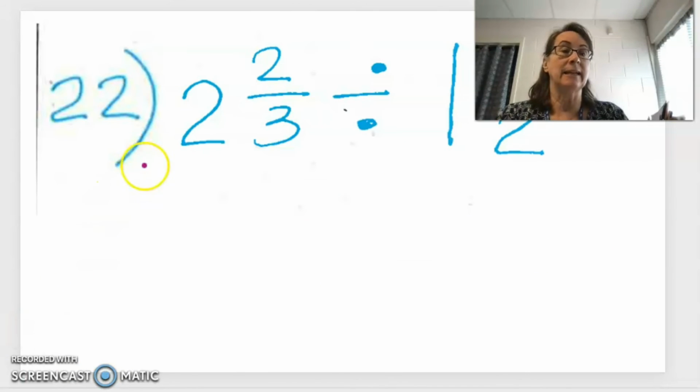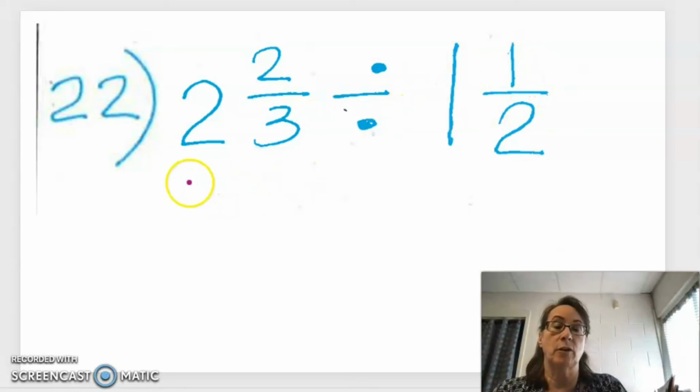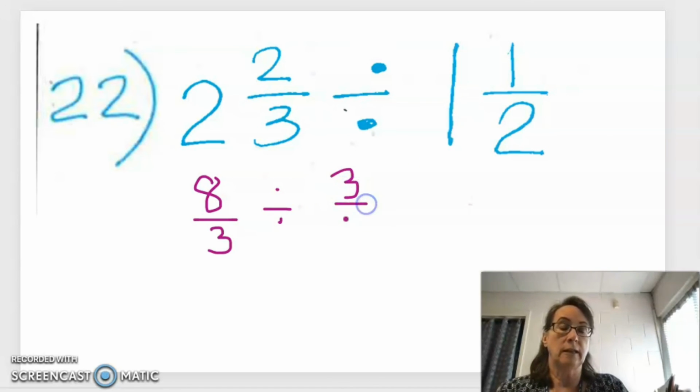And lastly, I need to move this down. Okay, so we have 2 2/3 divided by 1 1/2. So we're going to write these as improper fractions. 2 times 3 is 6 plus 2 is 8. So that's going to be 8/3 divided by, and then 1 times 2 is 2 plus 1 is 3/2.